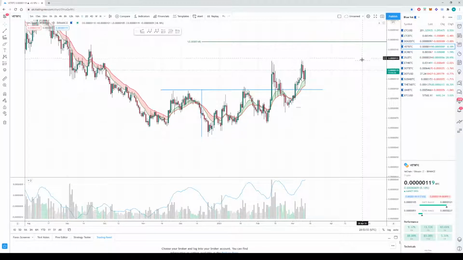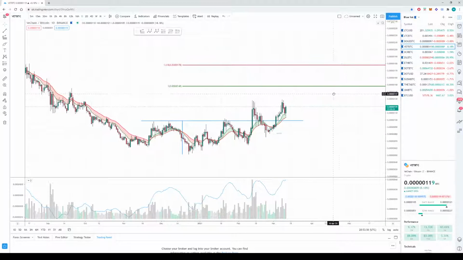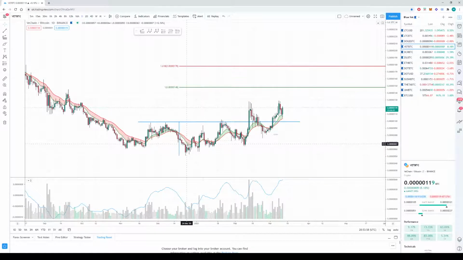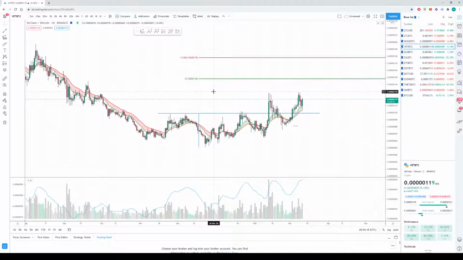VET is the one that I've noticed today. Potentially what we have here is an inverse head and shoulders. So a potential bottom here. You have the left shoulder, head, and right shoulder. We had a breakout, which was a false breakout, resulting in a pullback, and then we had another breakout. A standard way of measuring distance targets is from the head to the breakout zone, the neckline. Yes, this is a neckline.